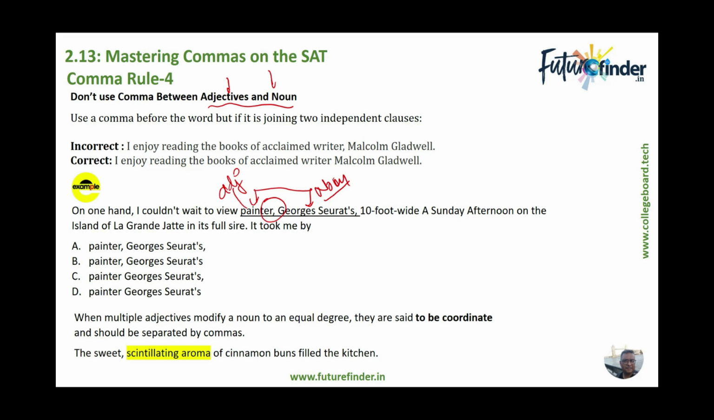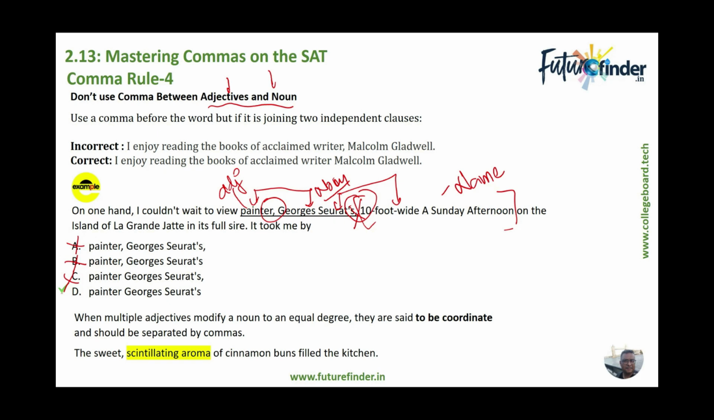So that leaves us with option choice A being eliminated and option choice B being eliminated. The only options that we have are C and D. So we need to understand whether we can have a comma after George Seurat's 10-foot wide. This is the direct name of the painting. Do we need a comma between the direct noun and the subject? I am very sure that we need to remove this comma as well, as we are going to see in the next rules to follow, and hence the correct answer should be D.